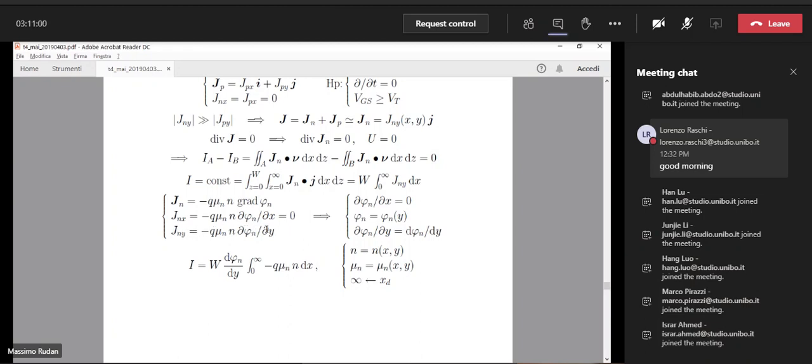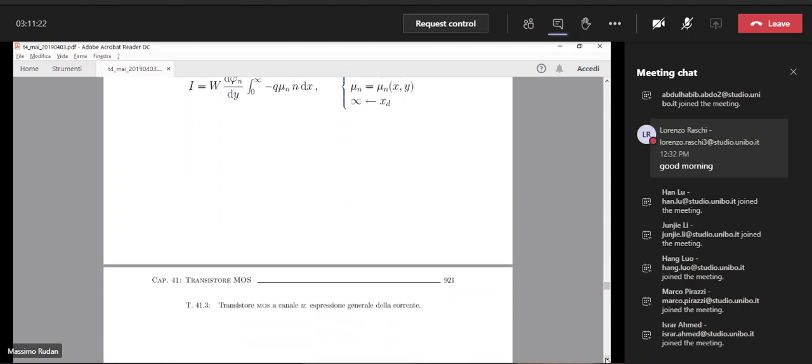And we have the derivative of phi n with respect to y, and then we also remember that we can replace this derivative with a standard derivative. We don't use the partial derivative anymore. So we have the derivative of phi n with respect to y. This is in the general expression of the current density.